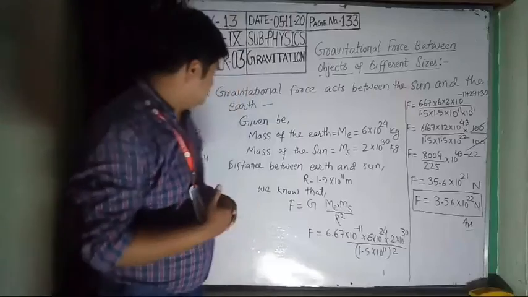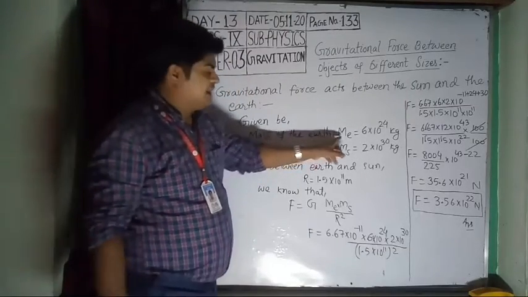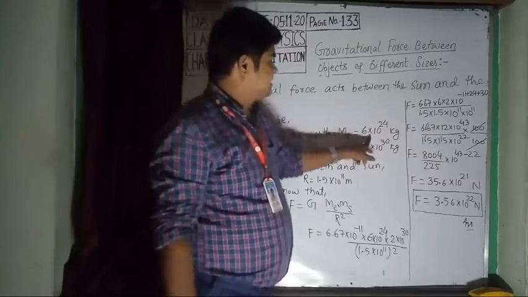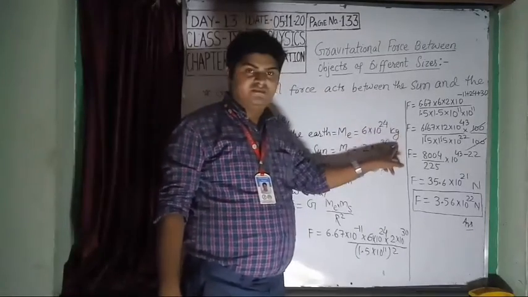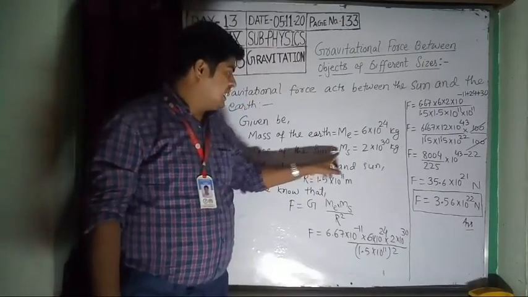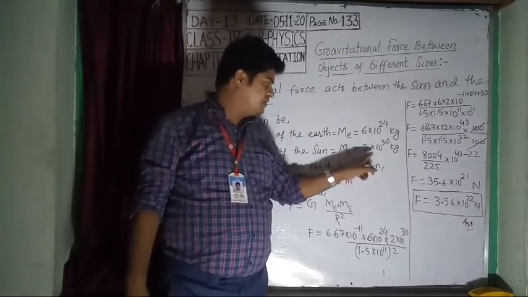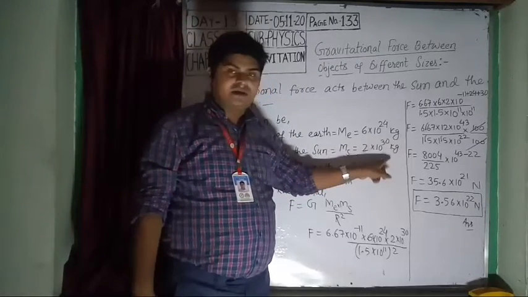So let us see here. Given: mass of the earth, you know very well, Me = 6 × 10^24 kg, whereas the mass of the sun, Ms, m for mass and s for sun, is 2 × 10^30 kg.